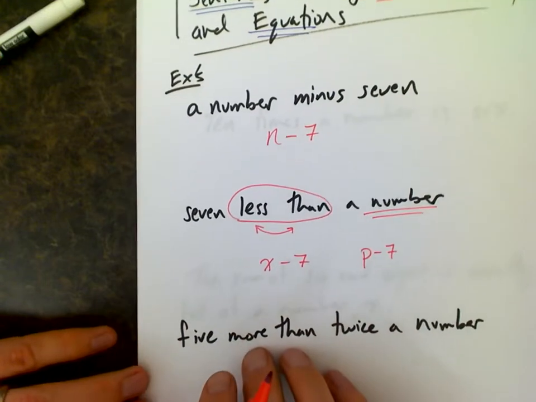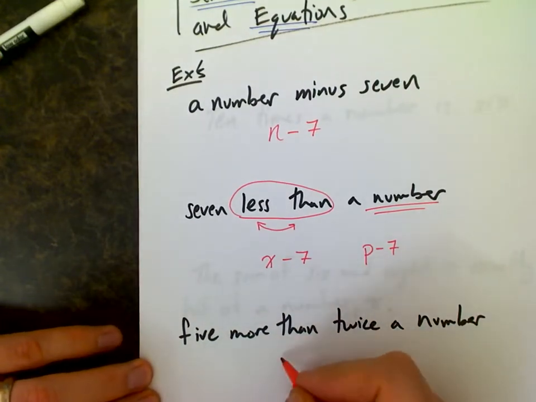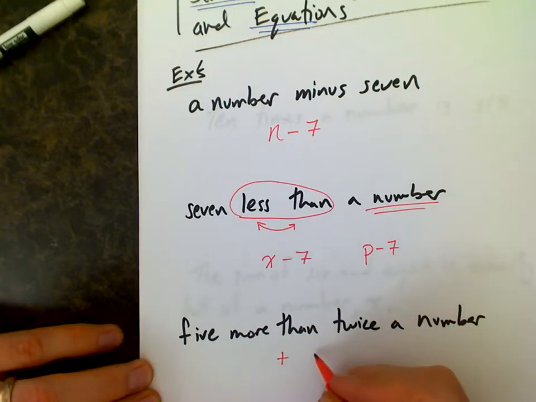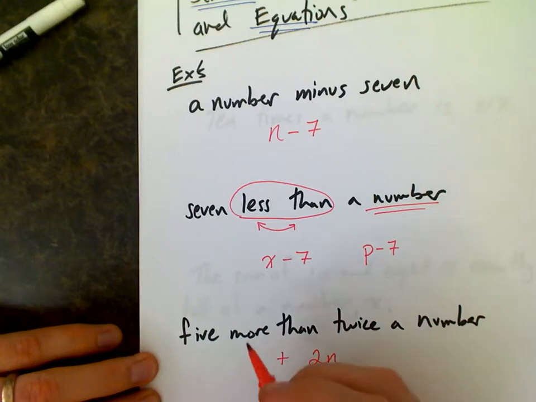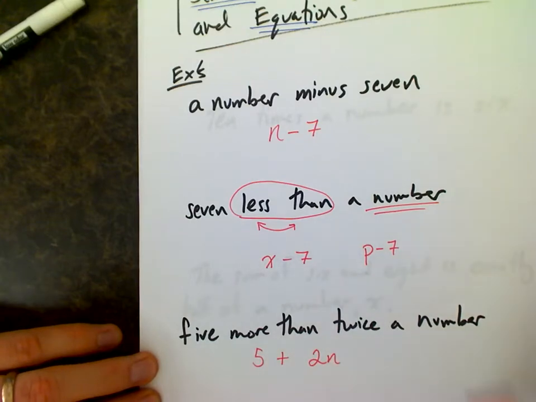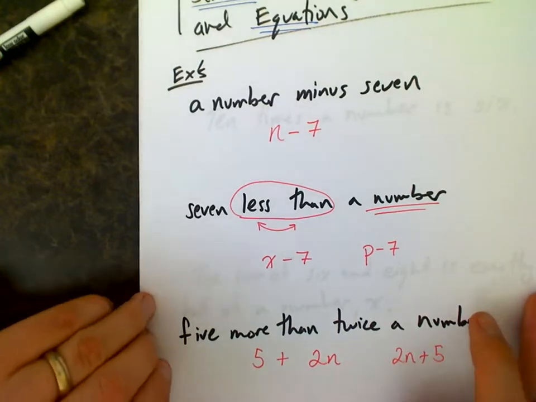The final example of an expression is 5 more than twice a number. More than is plus, twice is 2 times something. 2 times a number, and 5 more than that. So you can write it like this, or you could write it like 2n plus 5. The commutative property of addition allows you to write that in either order, and they're both correct.